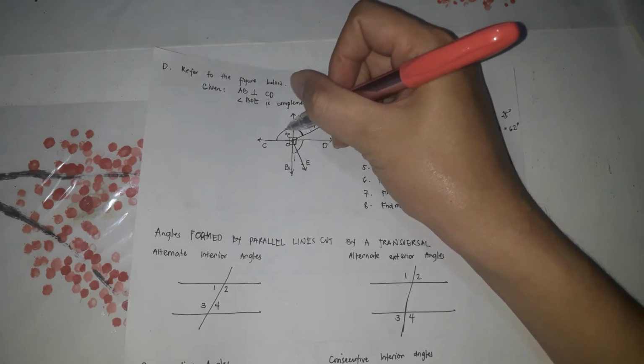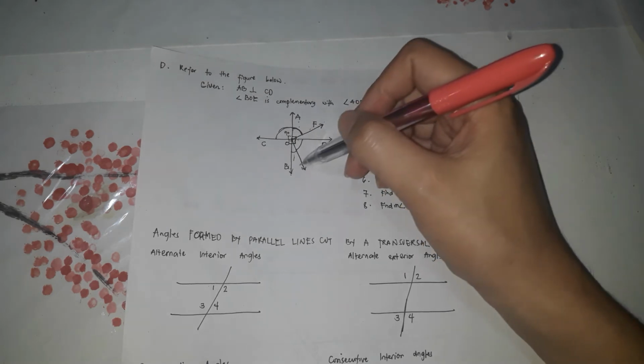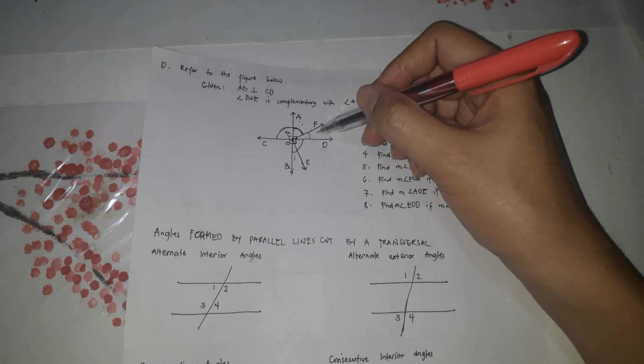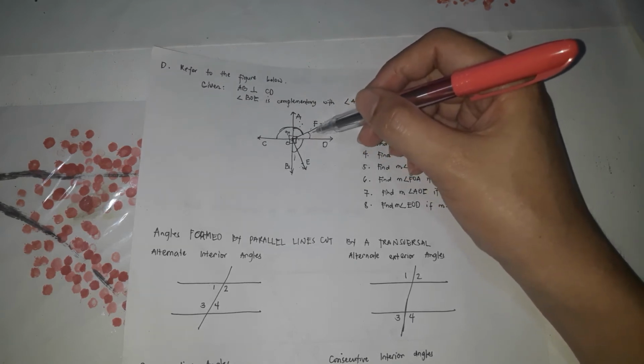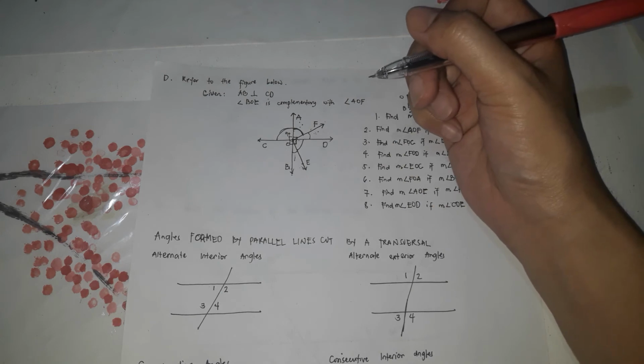Next, FOC. Hanapin mo si FOC. Look for FOC if given BOE is 26 degrees. So, hanapin mo si FOC given ito si BOE na 26 degrees. Dahil supplementary sila, ibig sabihin ito siya, 26 ito siya. So, 26 plus hanapin mo si 90. Let's get pencil first.